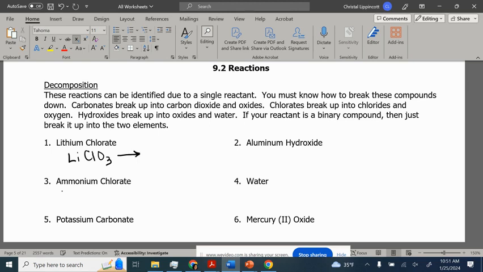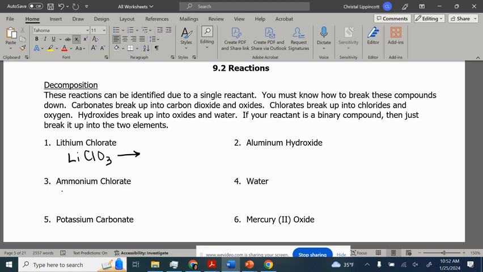Now we've got to figure out what our products are going to be. So we've identified this as a decomposition reaction. Again, there's nothing else here. There's nothing to synthesize with. There's nothing to swap places with. So it has to be decomposition. The only thing it can do is fall apart. Okay, so you're going to isolate where that is on your reference sheet.